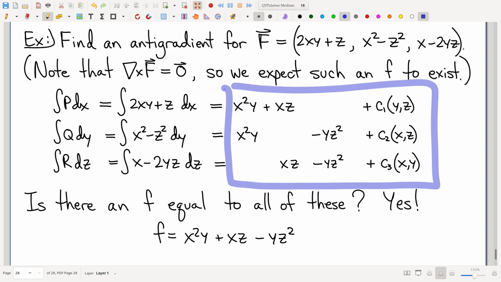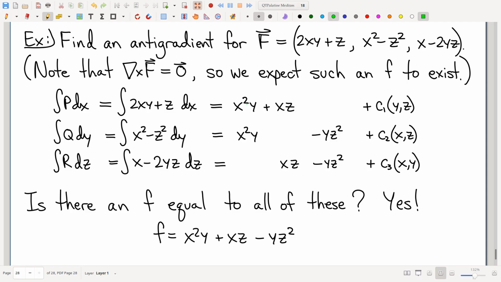So, here's the thing. If there were, this first expression has an x squared y. This second expression has an x squared y. I need the third expression to have an x squared y, but it doesn't. Oh, wait a minute. Maybe it does. Maybe the point is that this could be x squared y also. Right? So I can arrange for all three of these expressions to have x squared y as one of the terms.